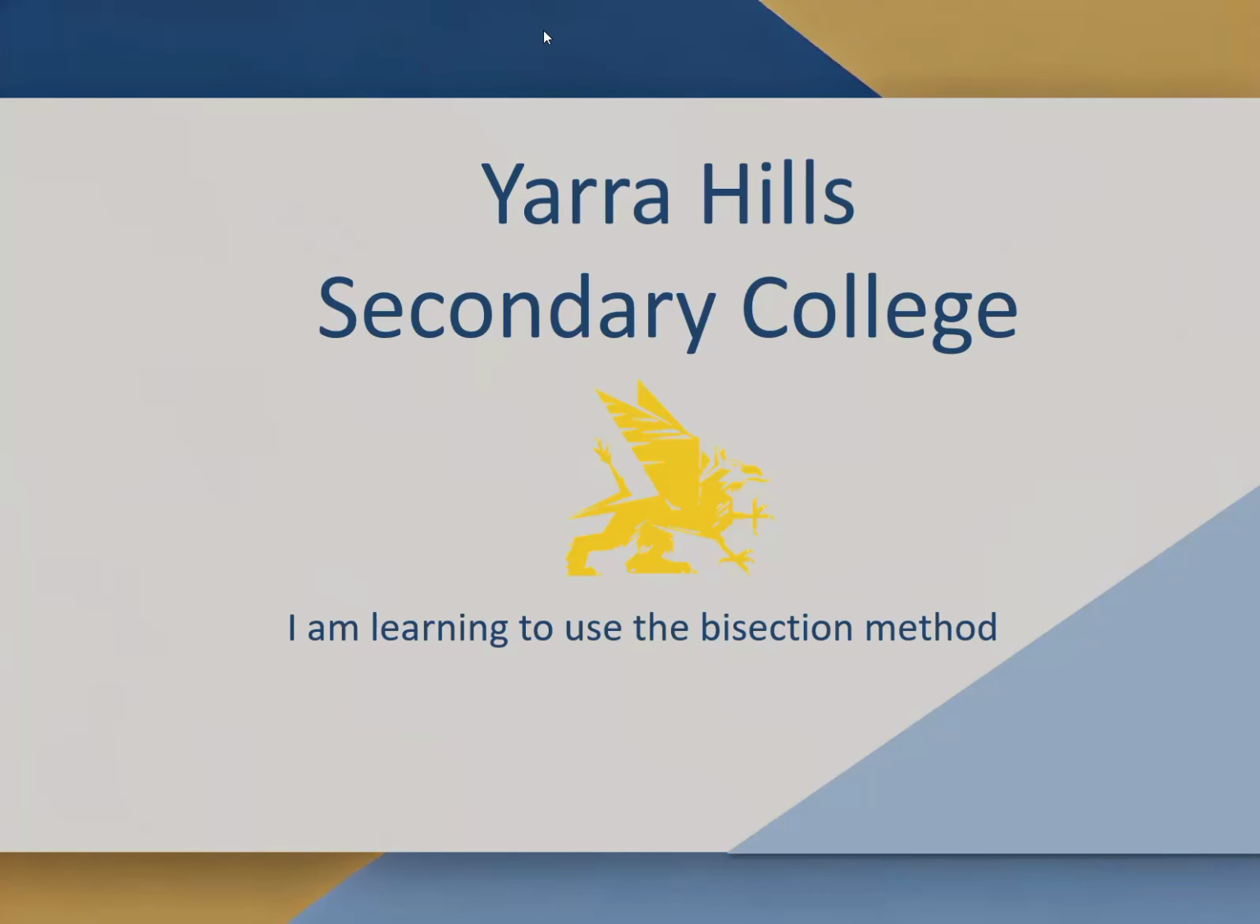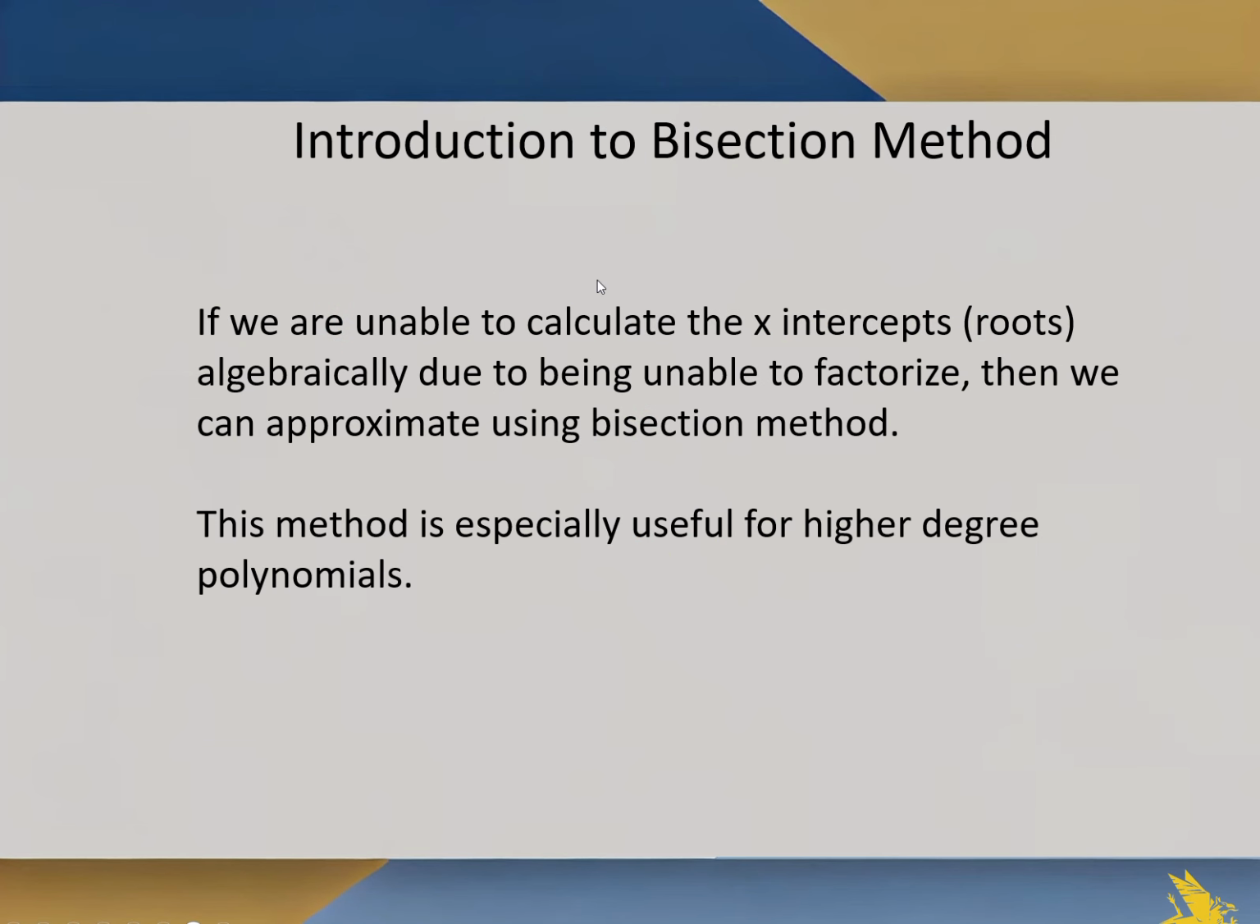So we are going to be working through 6K from the Unit 1 and 2 Cambridge Methods textbook, which is focusing on understanding the bisection method. The bisection method is just another way of finding the x-intercepts, but we do this through estimating, as we do this if we are unable to calculate the x-intercepts.